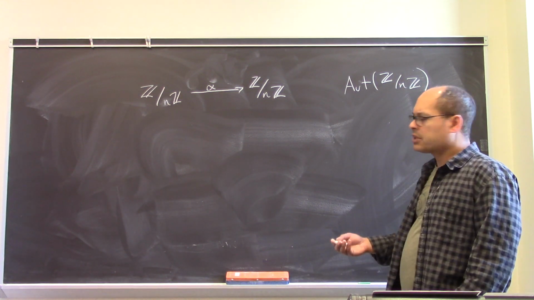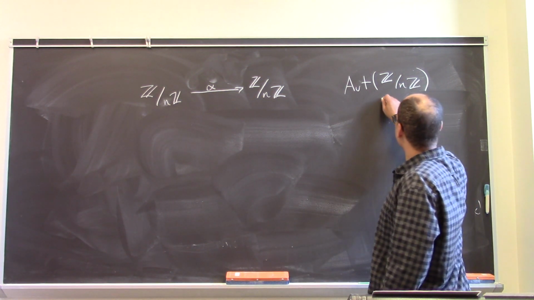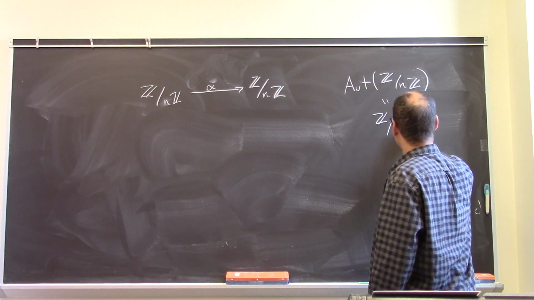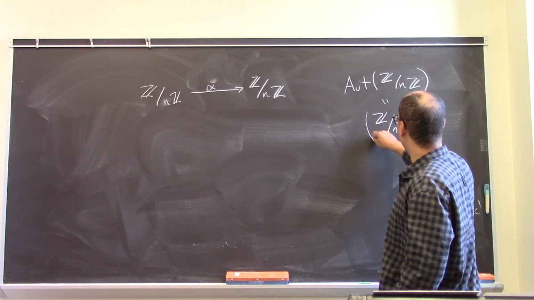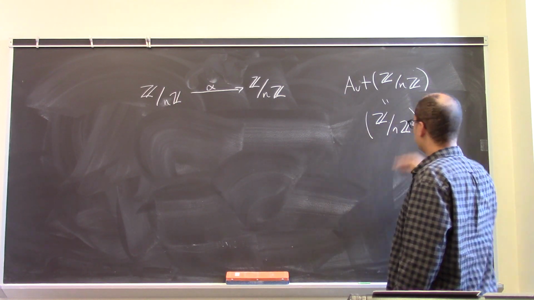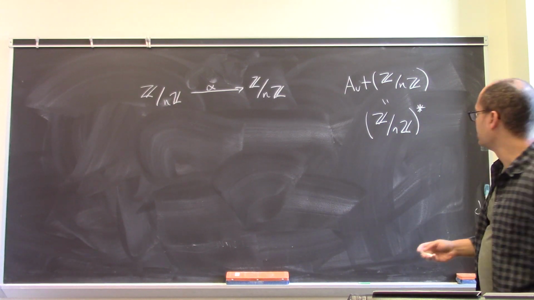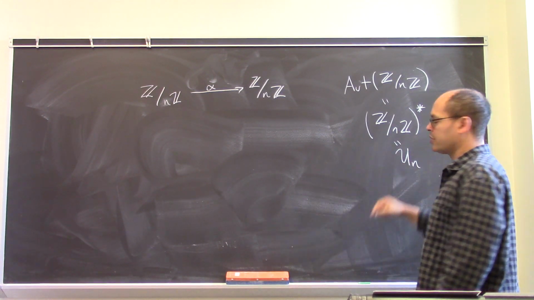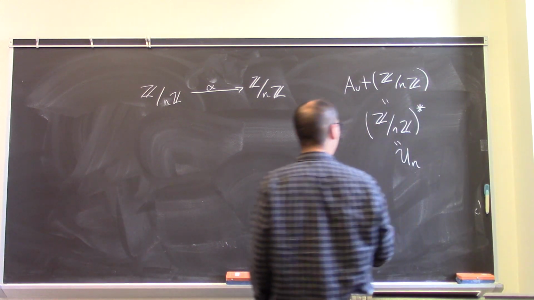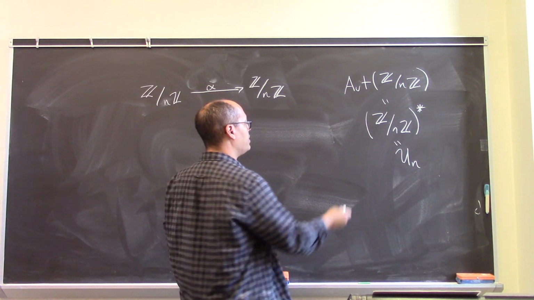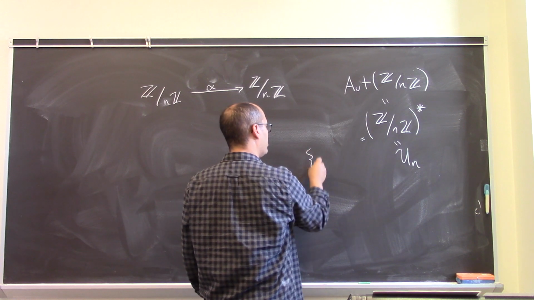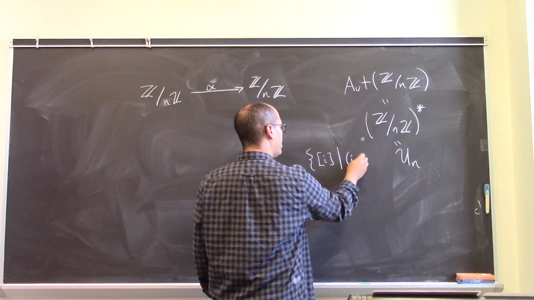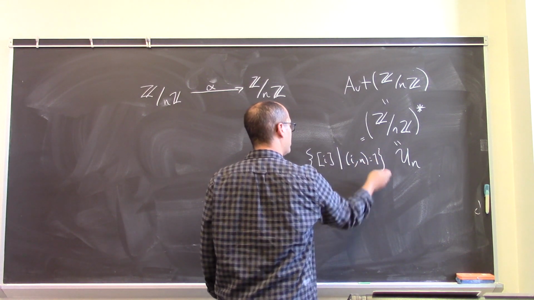So let me start by just saying the answer. The automorphisms are going to end up being the same as, for example, considering Z mod nZ as a ring and looking at the invertible elements under multiplication. This also has the name U sub n, for units sub n, and it also can be described as the set of equivalence classes of integers i such that i is relatively prime to n.